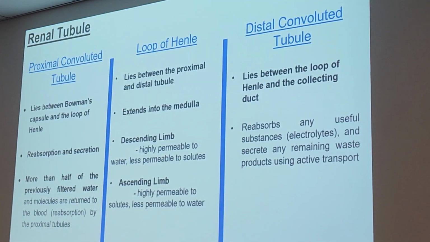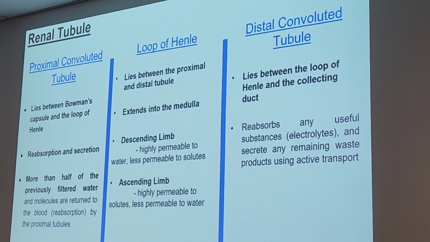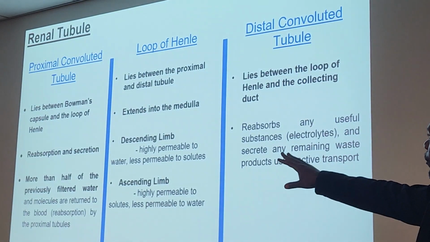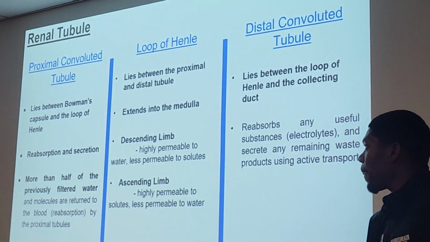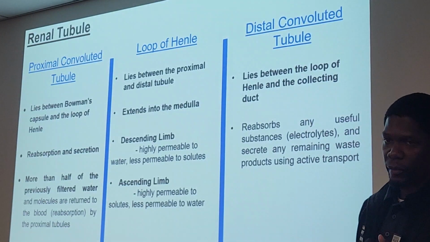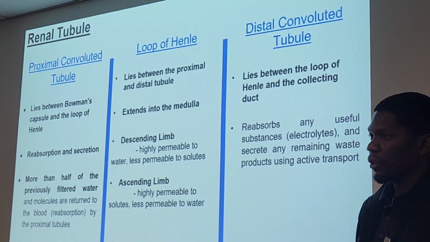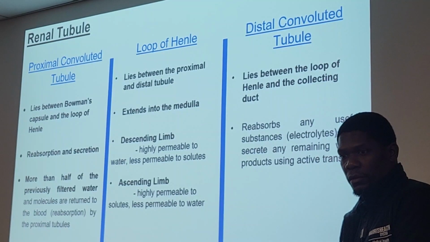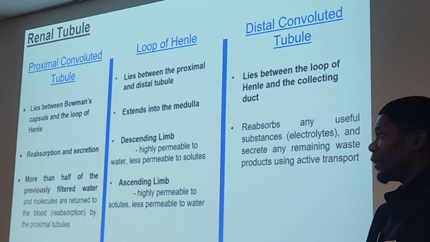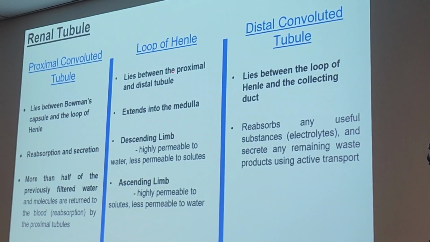These are just some of the jobs of the different tubules right there, guys, the 3 parts of it. The proximal convoluted tubule again lies between Bowman's capsule and the loop of Henle, responsible for reabsorption and secretion. This is where water will be placed back into the tubules. Then that filtrate will move through the loop of Henle, which is between the convoluted tubules itself. This is the part right here, guys.